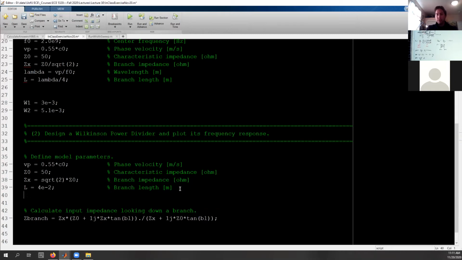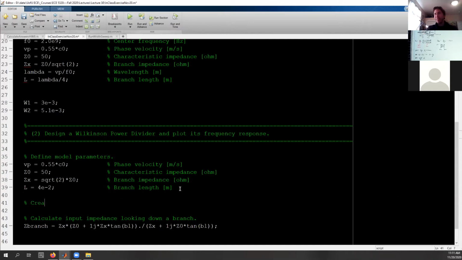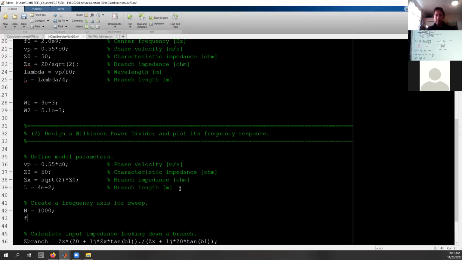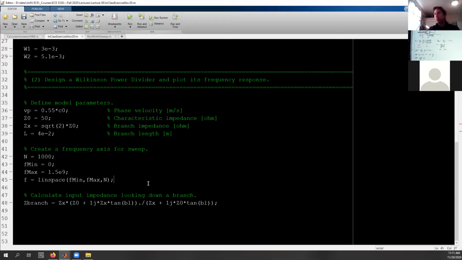So we'll say beta is 2 times pi. Oh, no, we have to create a frequency axis for the sweep first. We'll say 1,000 samples. What I like to do is play around with the min and max here. Then we'll say F is linspace of F min, F max. If we don't like our span, we can toy with these limits a little bit.